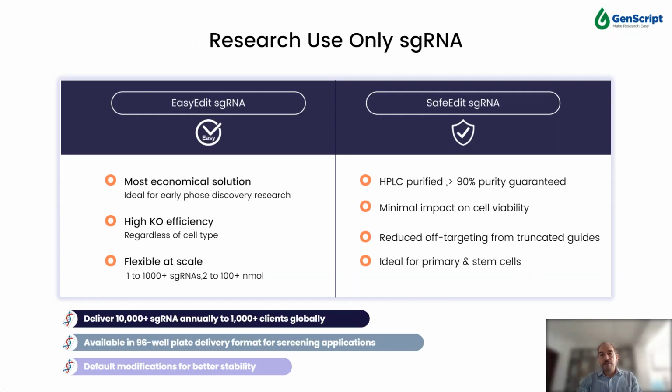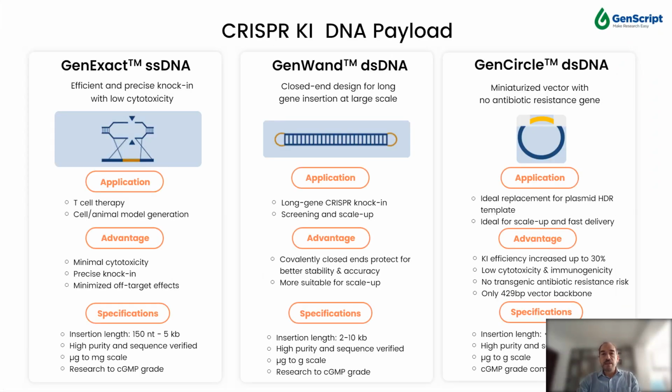For the sgRNA, the different services vary. The EasyEdit sgRNA is very useful for very quick and easy experiments, and is very cost effective. The SafeEdit sgRNA is higher purity, HPLC purified sgRNA, very good for harder to edit cells, such as primary cells, for example. The different templates that we offer can serve different purposes depending on your need, and we can work with you to customize the type of template that is being used for your gene editing.